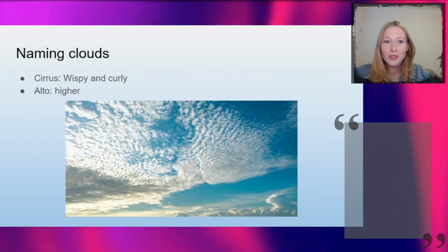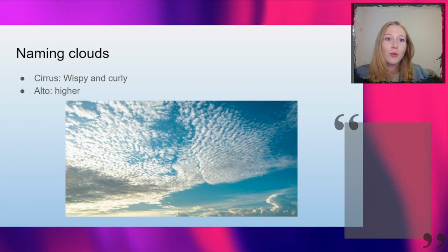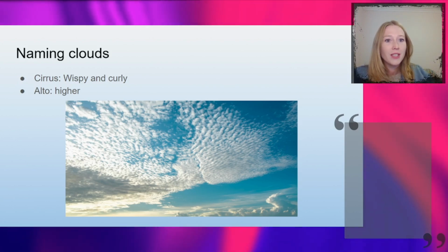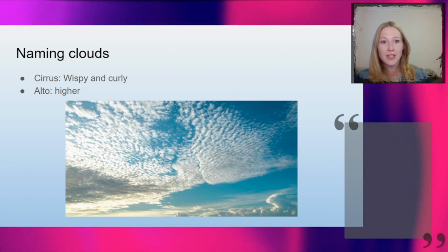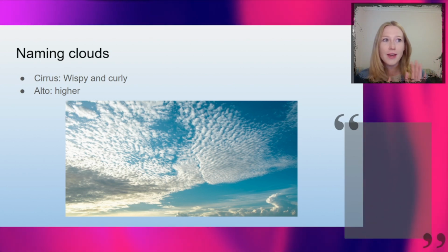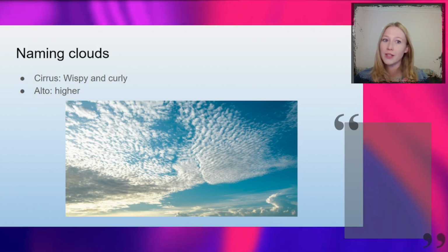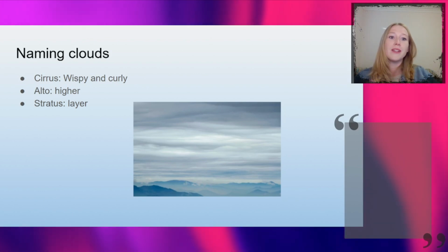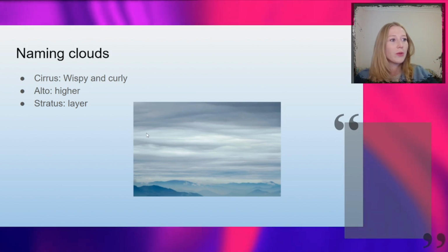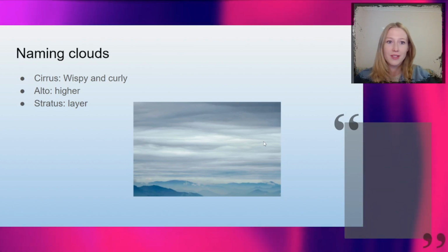The second word you need to know is alto. Alto means high, or we can think higher. It just means that it is higher than normal other types of clouds. It's not as high as cirrus clouds, it's just higher than regular clouds. Then we have stratus. Stratus means layer. So where you have a layer of clouds, you have stratus clouds.